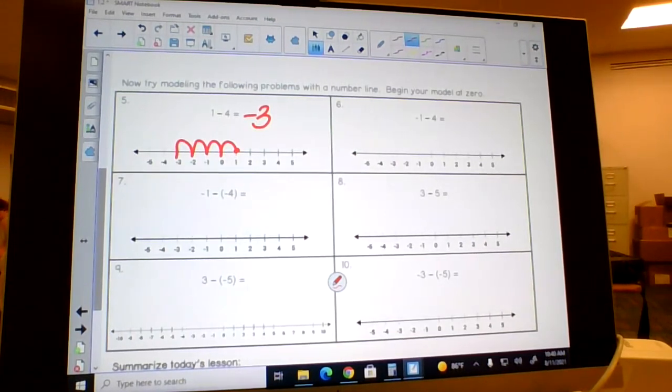Alright, you all do number 6. Actually, do 2 of them for me. Do 6 and 8. I can walk around, make sure we're all alive again.